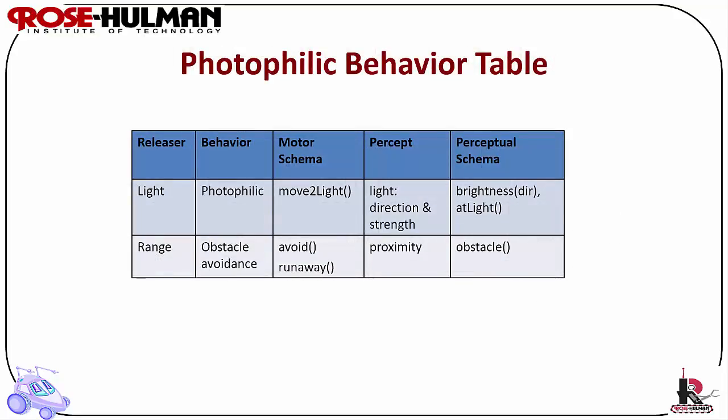The way you would represent this as a table is the releasers would be the light, which is the robot's goal to get to, or the range, which would be for obstacle avoidance. So we have two behaviors, photophilic or love of light, and obstacle avoidance. The motor schemas are move to light, avoid the light, or run away. And the percept is either the light, the direction and the strength, or the proximity to an obstacle. And the perceptual schemas are brightness or at light and the obstacle. So what you should start to see here is how we actually design a behavior-based system using software by making the perceptual schemas functions where the percepts are inputs from the sensors.